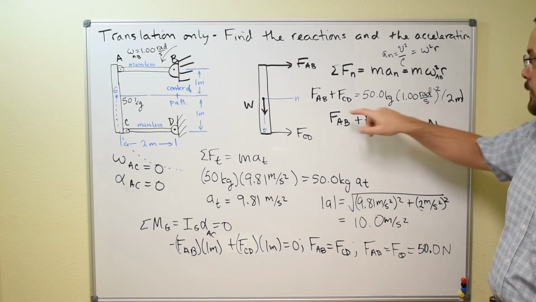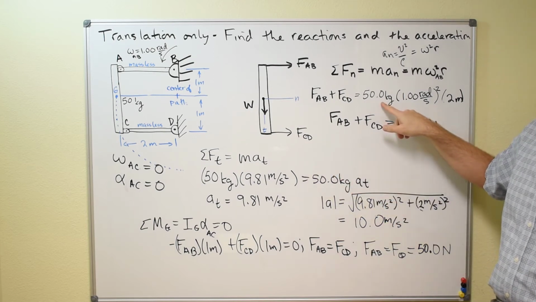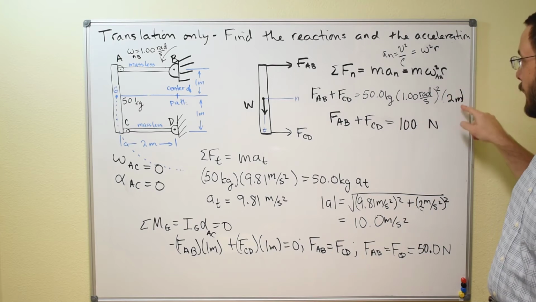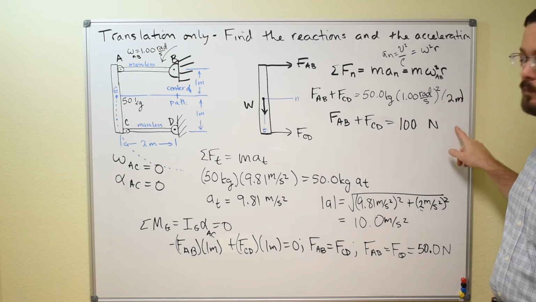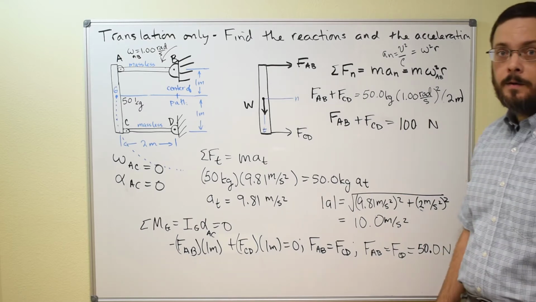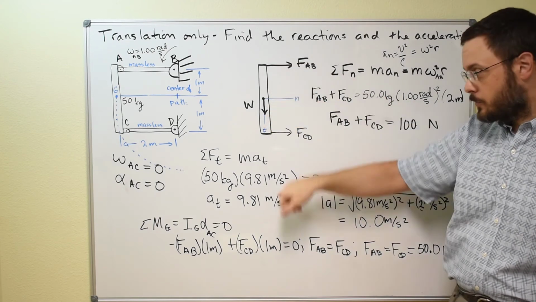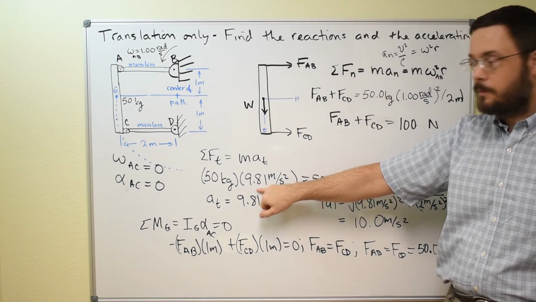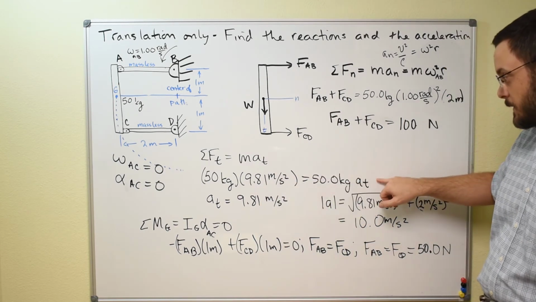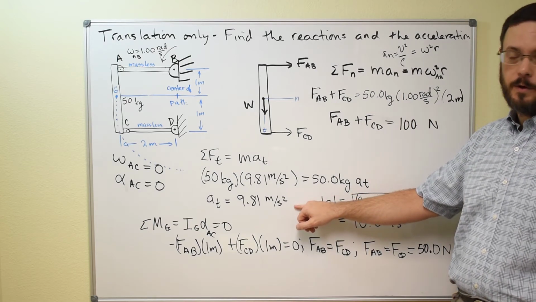So we'll plug this in and we'll get that FAB plus FCD is equal to the mass, 50 kilograms, times the 1 radian per second, that quantity squared, times the 2 meters, and that'll give us FAB plus FCD is 100 newtons. Then in the tangential direction, we have the weight going in the positive tangential direction, so 50 times 9.81 meters per second squared is equal to the mass, 50 kilograms, times the tangential acceleration. So the tangential acceleration is 9.81 meters per second squared.